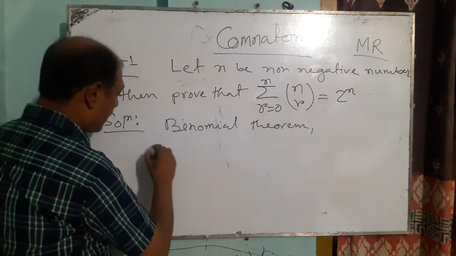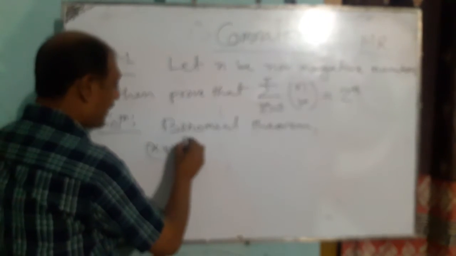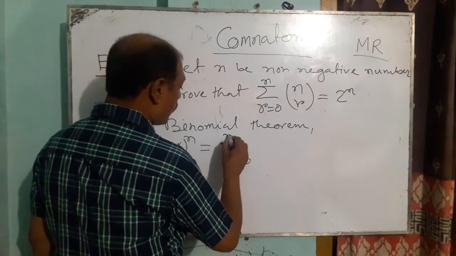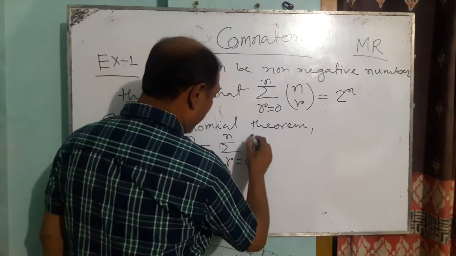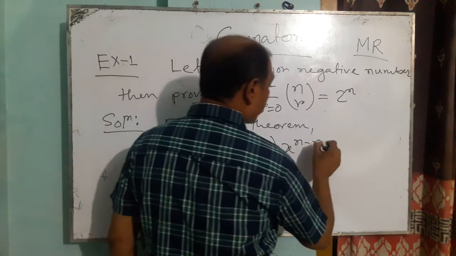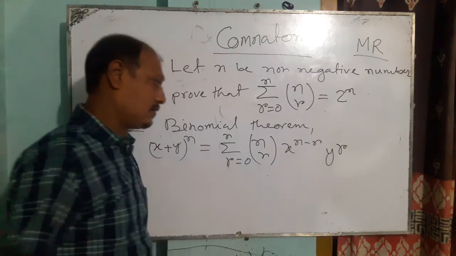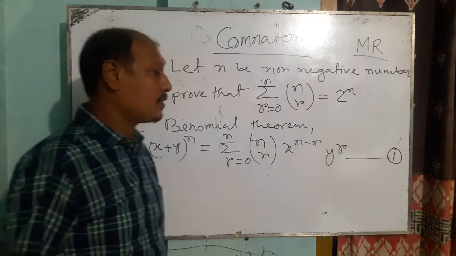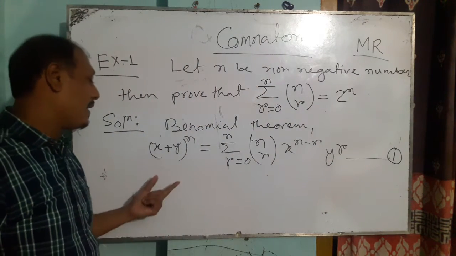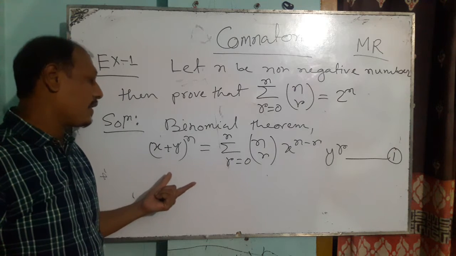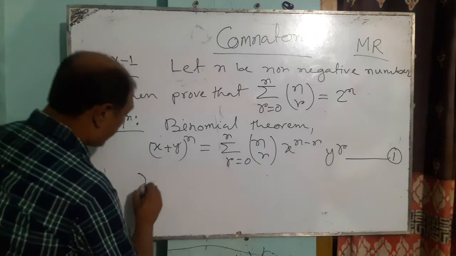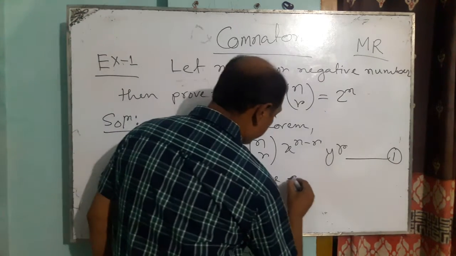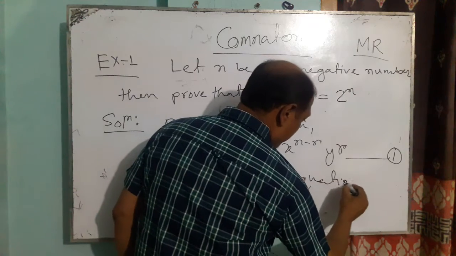Binomial theorem: (x plus y) to the power n equal to summation of r equal to 0 to n nCr x to the power n minus r y to the power r. Equation 1. Putting x equal to 1 and y equal to 1 in equation 1.